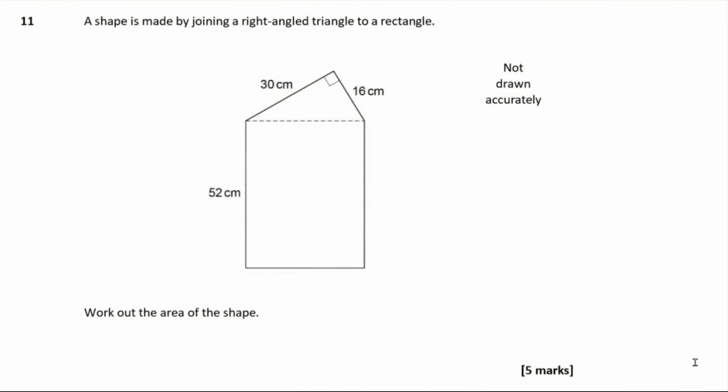A shape is made by joining a right angle triangle to a rectangle. Okay, and then we need to work out the area of the shape. Okay, so we've got two different shapes. We've got area 1, which is a triangle, and we've got area 2, which is a rectangle. Okay, so let's work out area 1 first.